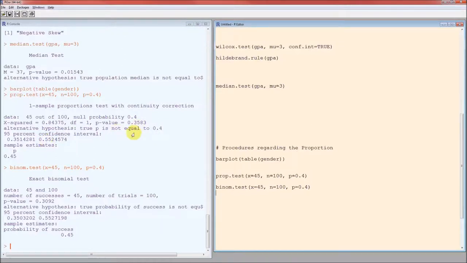In fact, the p-value is also pretty close. The reason for that is our sample size is rather large. Small sample sizes will give you significantly different results between these two. Large sample sizes, these two results are going to be very, very close. Okay, so those were the two procedures regarding the proportions.